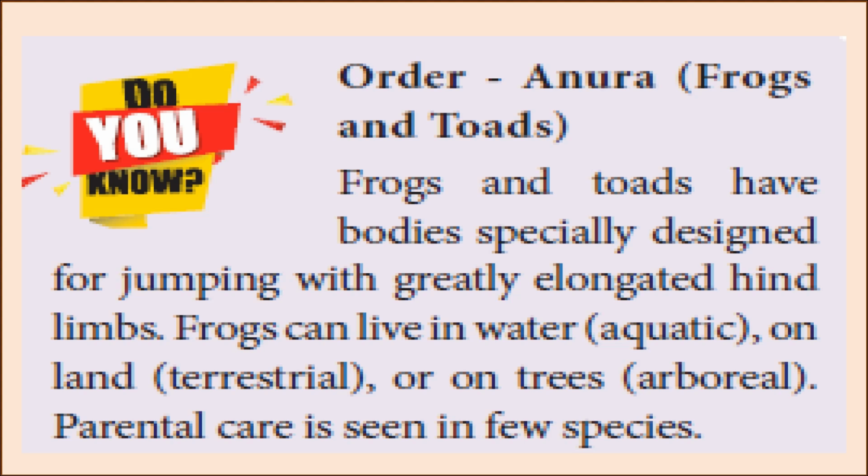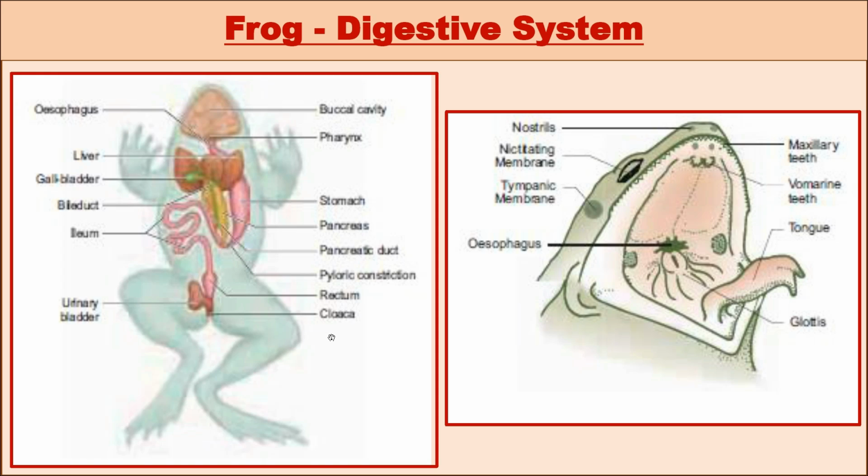Frogs and toads' bodies are specially designed for jumping because they have greatly elongated hind limbs. They can live in water as well as on land, and so they belong to the class Amphibia. They can also live on trees, and so they are arboreal. Parental care is seen in a few species of toads and frogs.